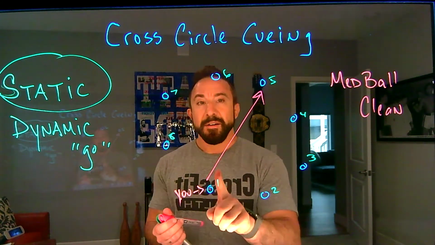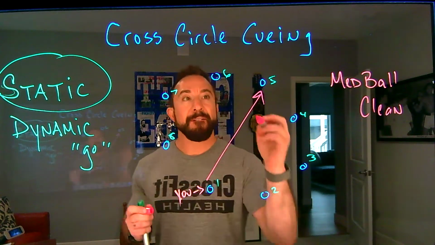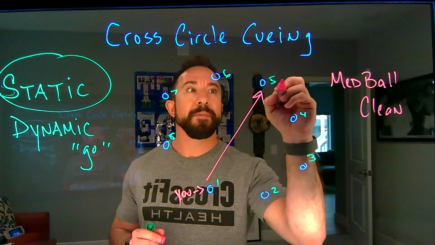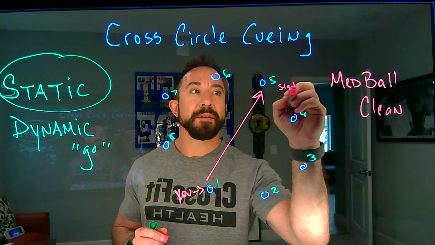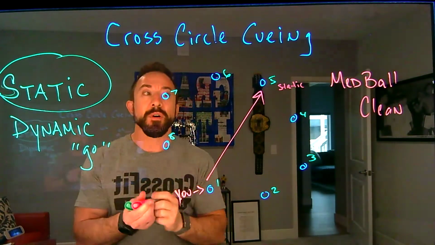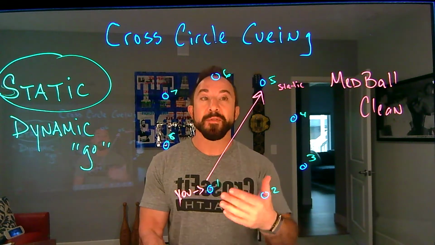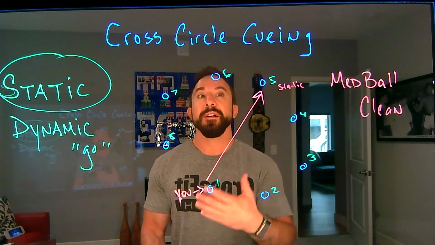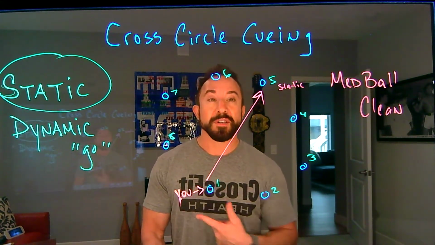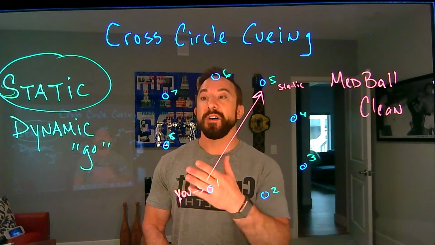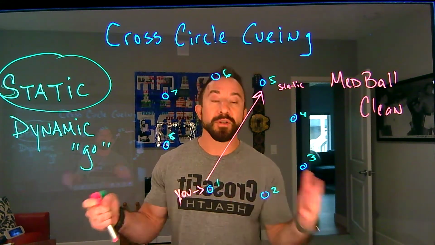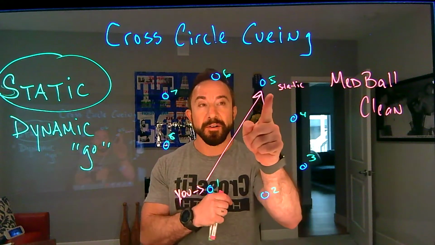Here's the deal. Athlete number 5, this is first rep, gets a static cue. This is the med ball clean. So think about what that cue might look like. We're at the bottom of our squat. That might be, hey, number 5, pull the ball between your feet. Hey, number 5, show me the CrossFit Health on your shirt. Hey, number 5, look up. Hey, number 5, push your knees out. Anything there, they're getting a static cue.